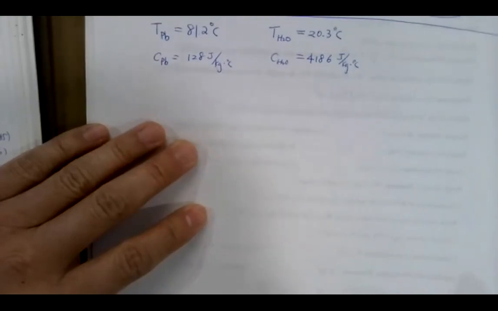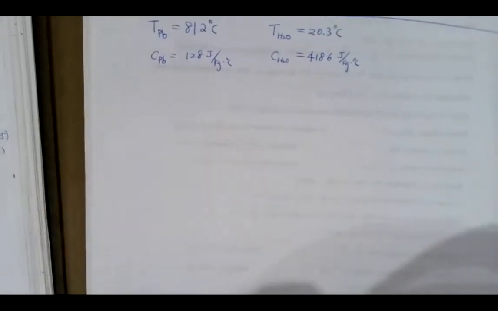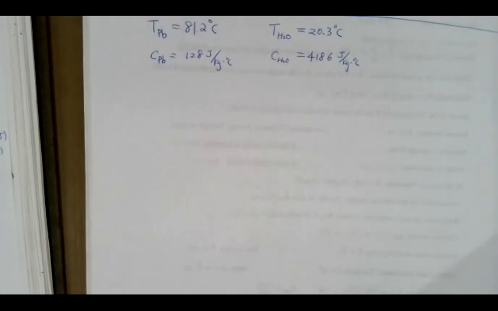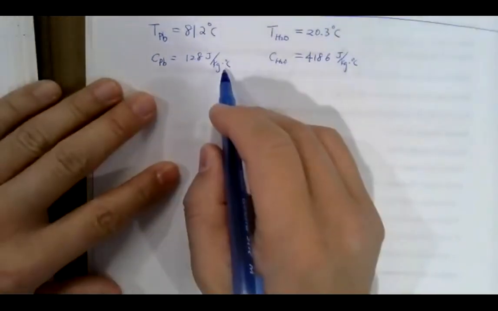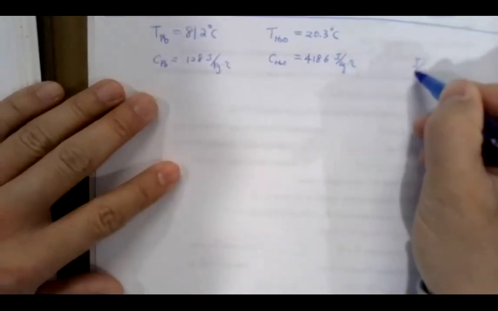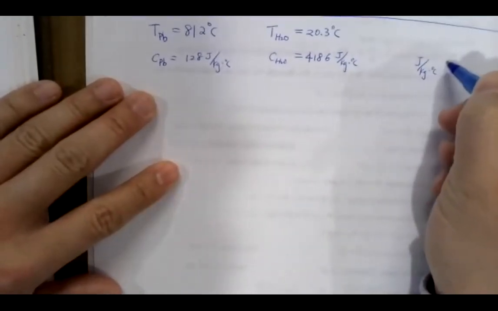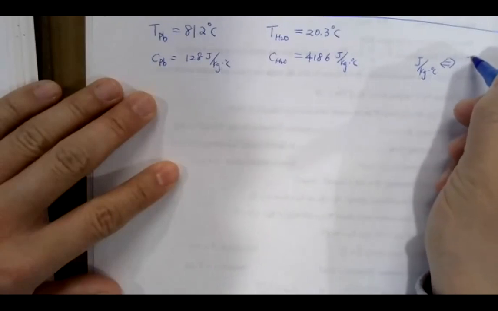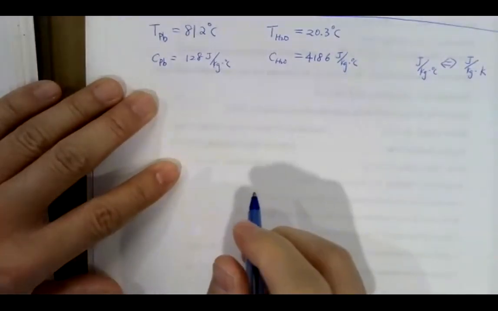All right, we have to double check on this. It looks like it's given in joules per kilogram times Kelvin, but a Kelvin is equivalent to a degree Celsius in this case. So I put degrees Celsius here for that reason, because joules per kilogram times degrees Celsius is equivalent to joules per kilogram times Kelvin. They are the same.